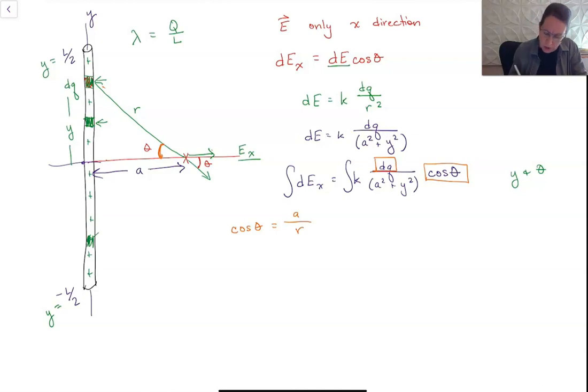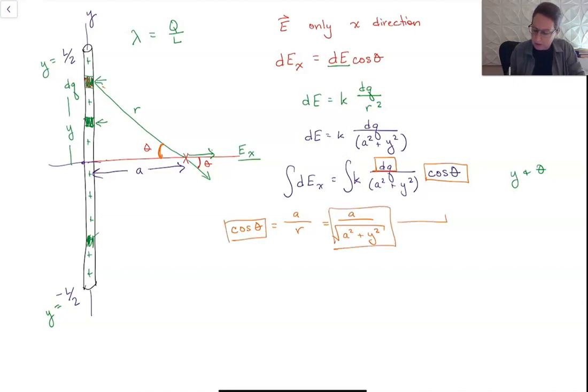But r, we know from the Pythagorean theorem that we can rewrite this as a over the square root of a squared plus y squared. And that's not bad because I've got it in terms of the constant a and y. So that's a start. So that gives me this is equal to that. So I can put that right there. And then I just need to deal with my dq.